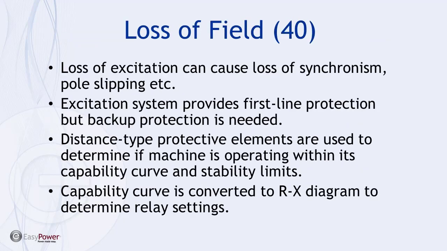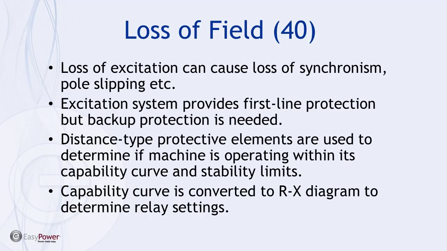But the other kind of abnormal operating condition we're going to deal with is loss of field, loss of excitation. So if you have a machine that's running at full load and you suddenly lose the field, it loses all of its restraining torque and it'll quickly go to overspeed. Issues that can cause it to slip poles or lose synchronism can be very damaging to the generator.